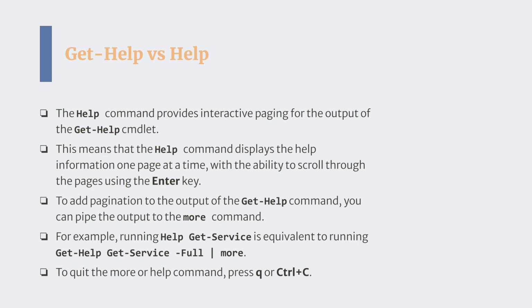Before we move on, let's take a quick look at the main difference between the Get-Help and help commands. While both commands provide essentially the same information, help adds a built-in feature that automatically paginates the output when it doesn't fit on the screen. On the other hand, Get-Help displays the entire output on the screen without pausing. If you want to add pagination to Get-Help, you can do so by piping the output to the more command.